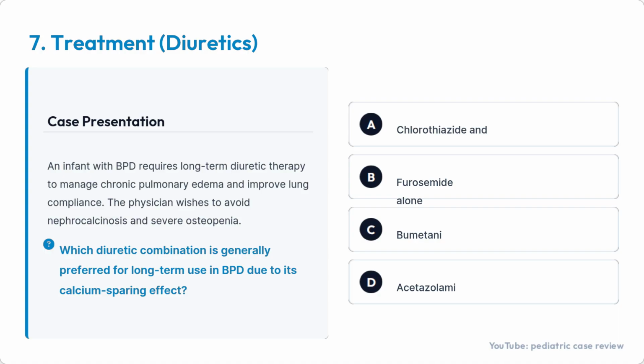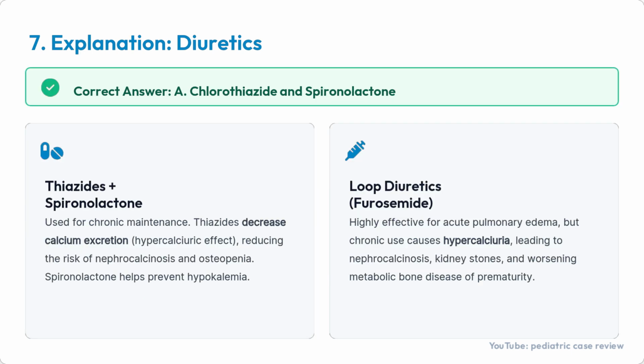Question 7. Treatment and diuretics. An infant with bronchopulmonary dysplasia requires long-term diuretic therapy to manage chronic pulmonary edema and improve lung compliance. The physician wishes to avoid nephrocalcinosis and severe osteopenia. Which diuretic combination is generally preferred for long-term use due to its calcium-sparing effect? Option A, chlorothiazide and spironolactone. Option B, furosemide alone. Option C, bumetanide. Option D, acetazolamide.